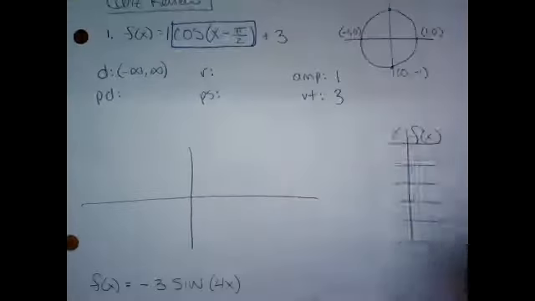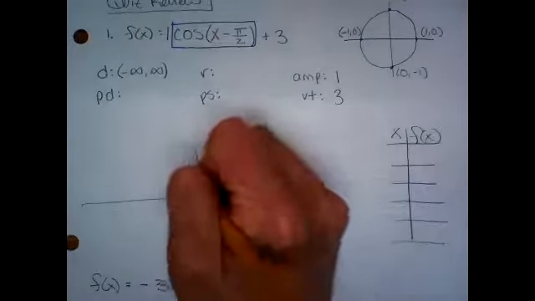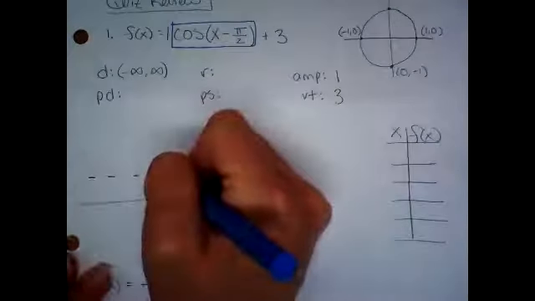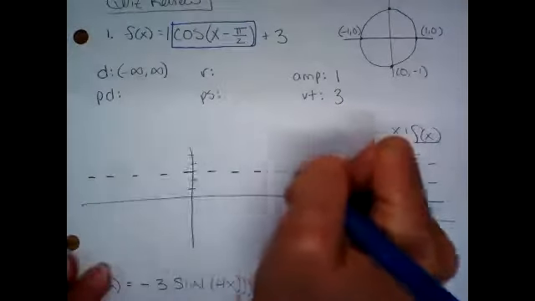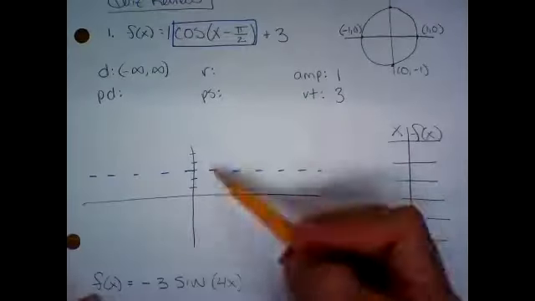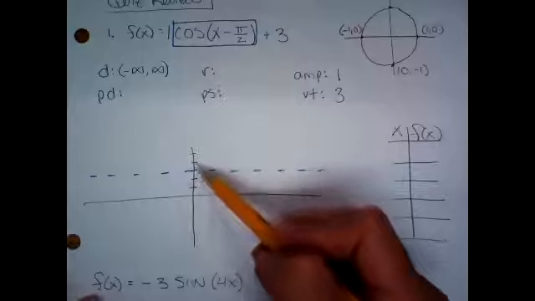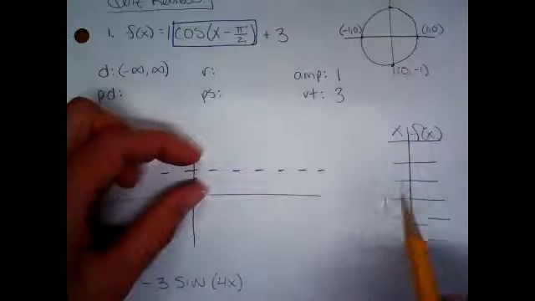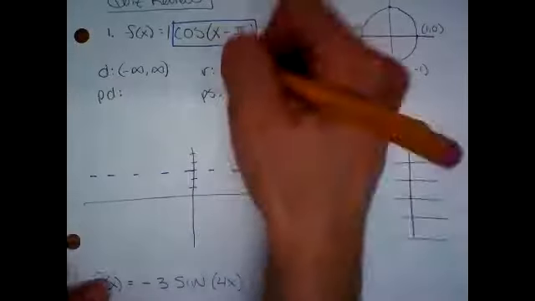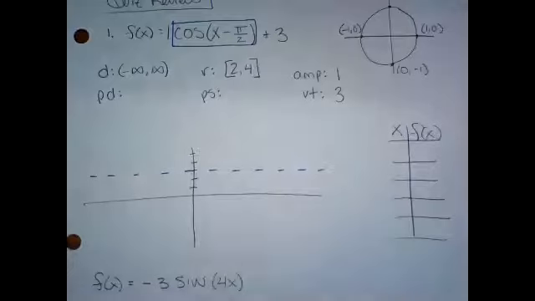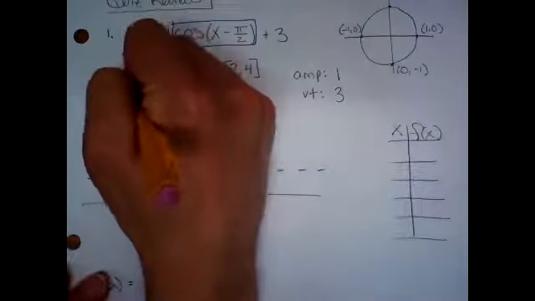So when you go to do the range, and if you even want to just go ahead and dot that in, you don't have to, I'm just doing it so you can visualize. This is our center line at 3, and our amplitude is 1. So we're going to go 1 below that and 1 above that. So what is our range going to be stuck in between? 2 and 4, good. And make sure you put brackets because there will actually be points there. The period is 2 pi.